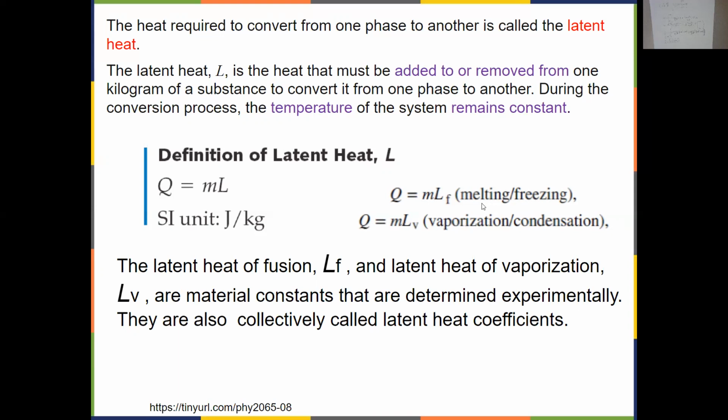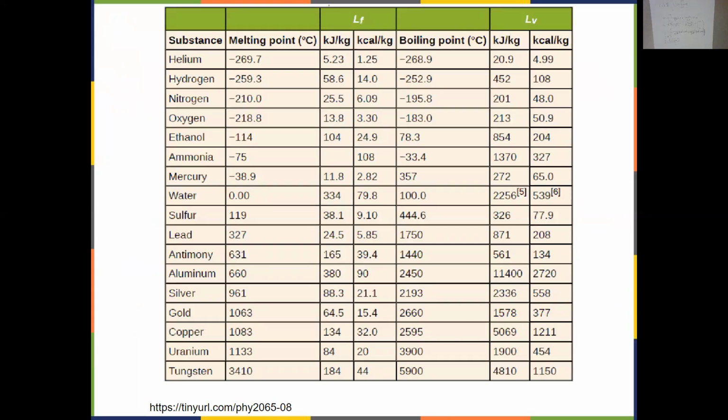Now, the amount of heat needed for melting ice is the same amount of heat that can be taken out from the freezing process. So the reverse process and forward process require the same amount of heat, but in one process you add heat, and in the other you take out heat. Also, latent heat is specific to the material. If you are looking for the latent heat for a certain process or material, you can look it up in this table.